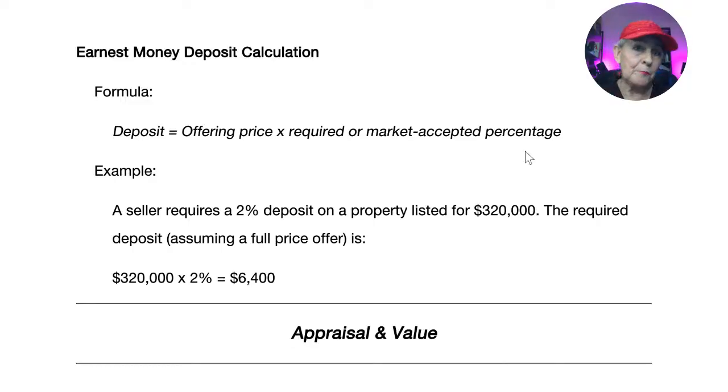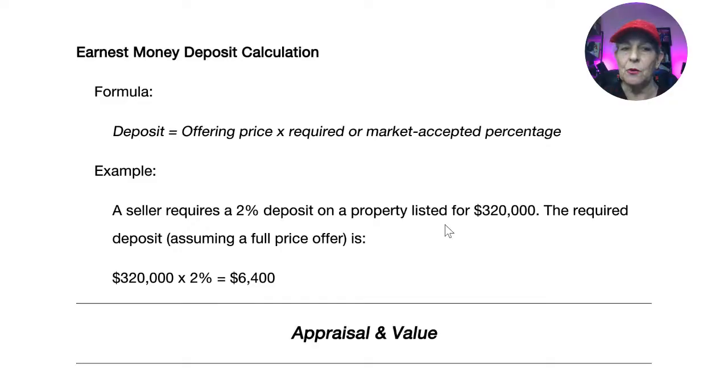The seller might require, they say, oh, I want 2% or 5%. They want a serious commitment, maybe because they've had other offers and they fell through. So now they want somebody that's going to be real serious and not fall out of the transaction. An example, a seller requires a 2% deposit on a property listed for $320,000. So what is that earnest money deposit?